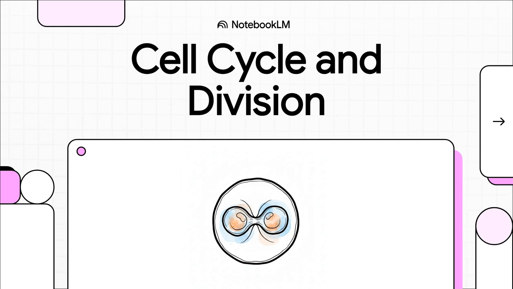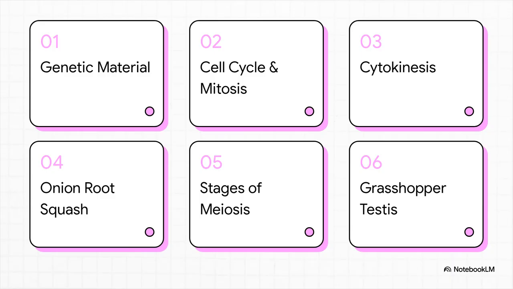Let's get into it. Here is our game plan for today. We're going to cover the structure of genetic material, the cell cycle and mitosis, cytokinesis in plants versus animals, the onion root squash experiment, the stages of meiosis, and finally, the grasshopper testis squash.